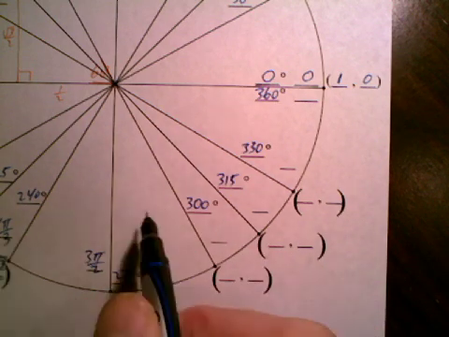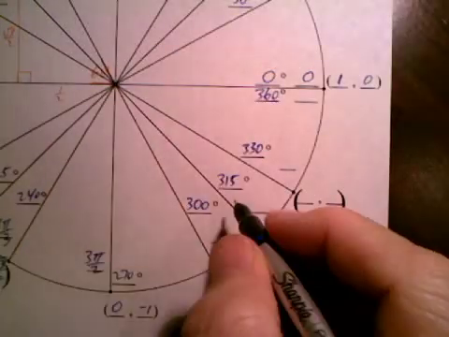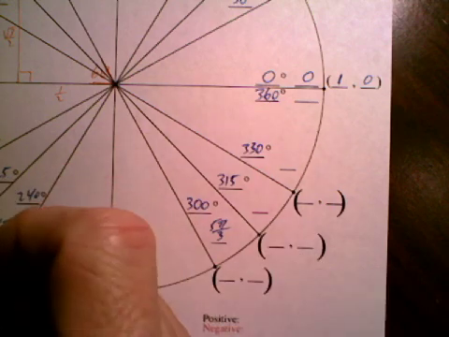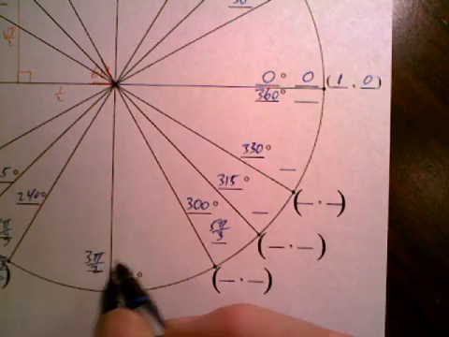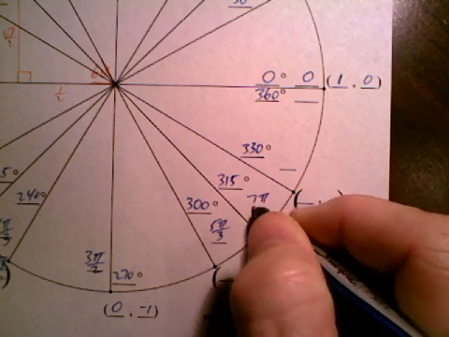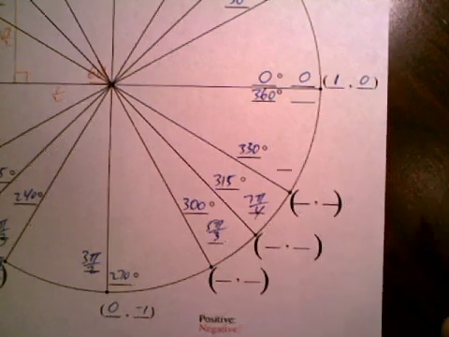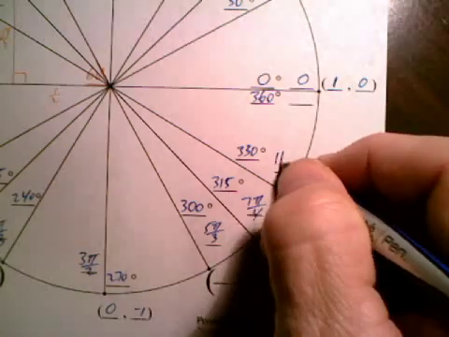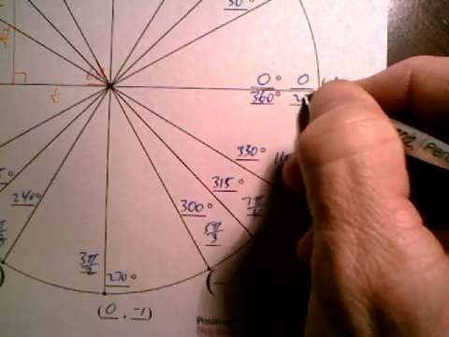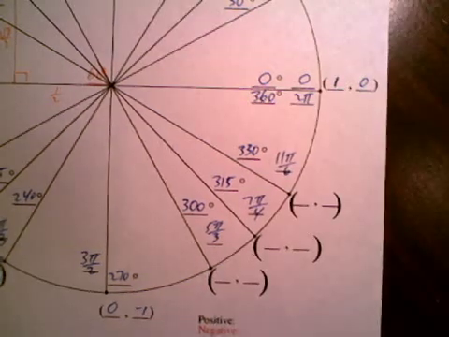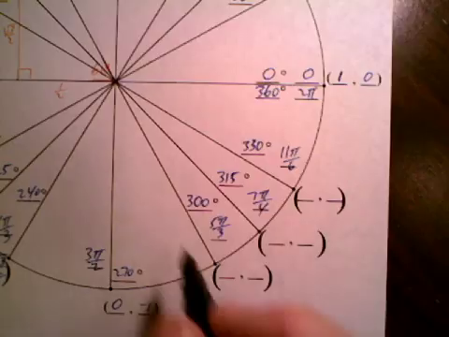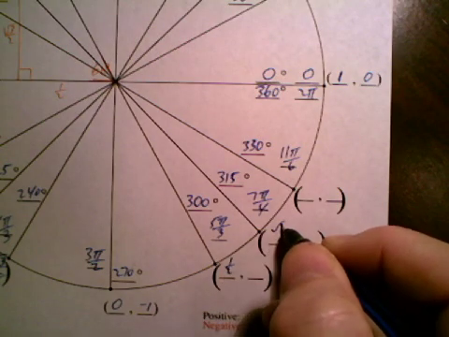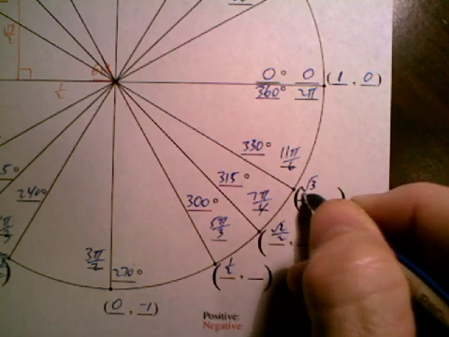We've got by thirds, 1, 2, 3, 4, 5 pi over 3. And then we have the fourths, 5 fourths, 6 fourths, 7 fourths, so 7 fourths pi, or 7 pi over 4. And then we have by 6, 7, 8, 9, 10, 11 pi over 6. And again, we've got the 2 pi all the way around. Okay, so the coordinates, again, you're only going halfway. So this, look at that. The x-coordinate now is positive. 1 half, radical 2 over 2, radical 3 over 2.